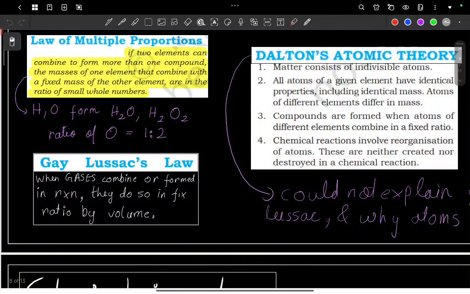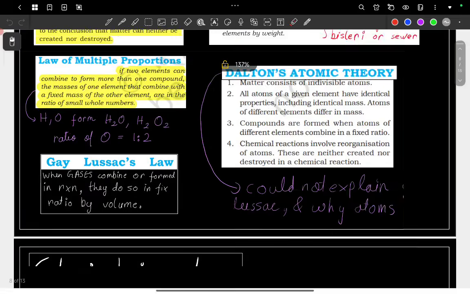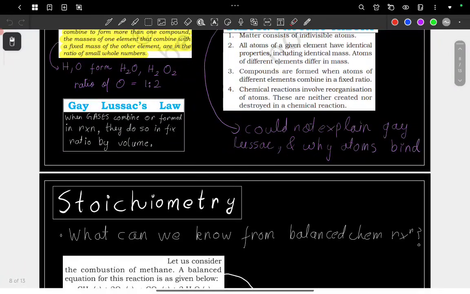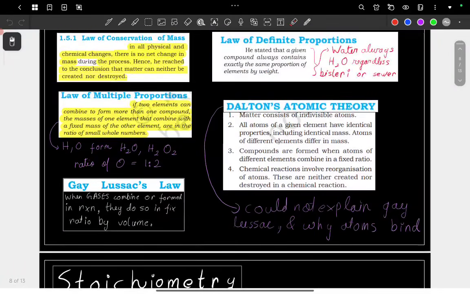Let's look at the example in the notes. Hydrogen and oxygen together form two compounds, and here the ratio of oxygen in both of those compounds is 1:2. Yay, the law is followed. Very idiotic and obvious law. I hate this law, but anyway.